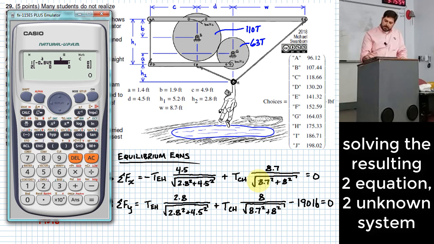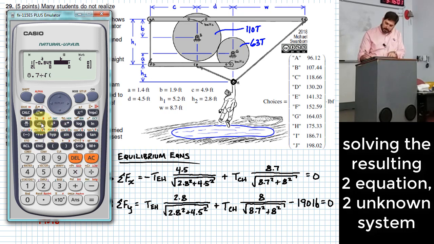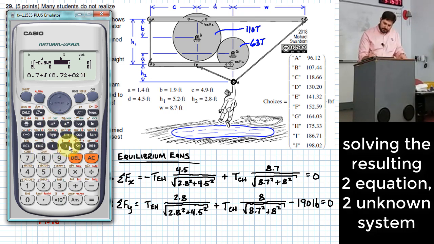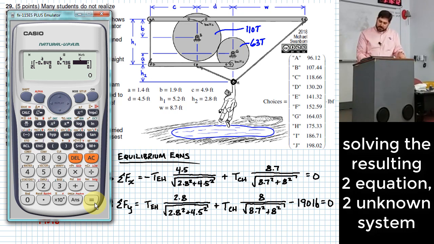The next coefficient is for TCH, so I put that in as 8.7 divided by the square root of 8.7 squared plus 8 squared. Okay, and that one is positive, so I did that right. The constant term that's not a coefficient of either of the variables that we're solving for is just 0 for this one, so I leave a 0 there. And now I'm to my second equation.